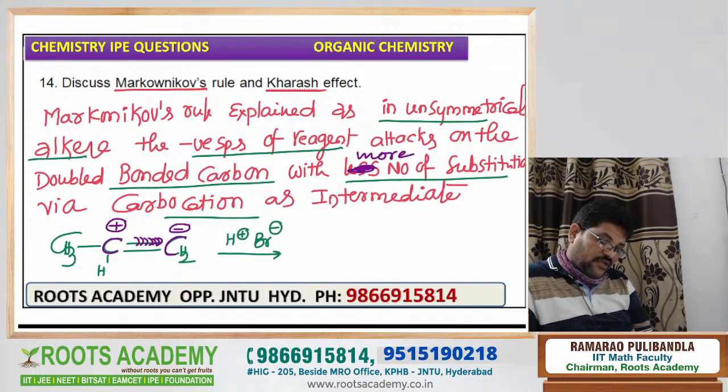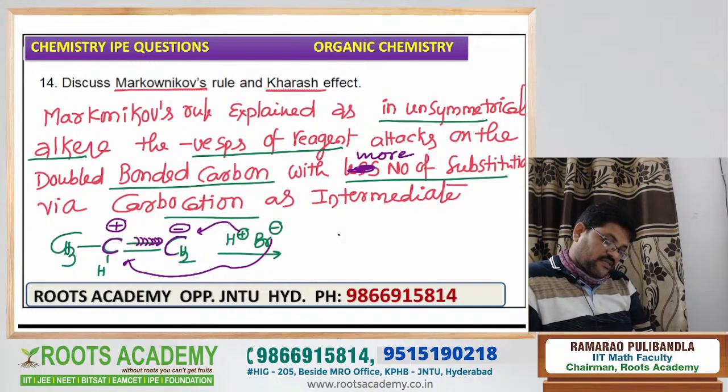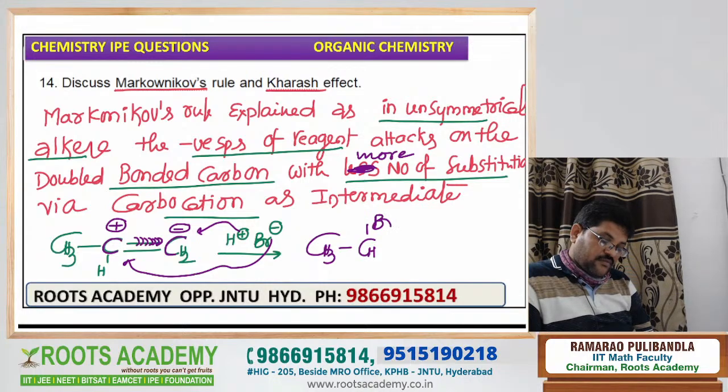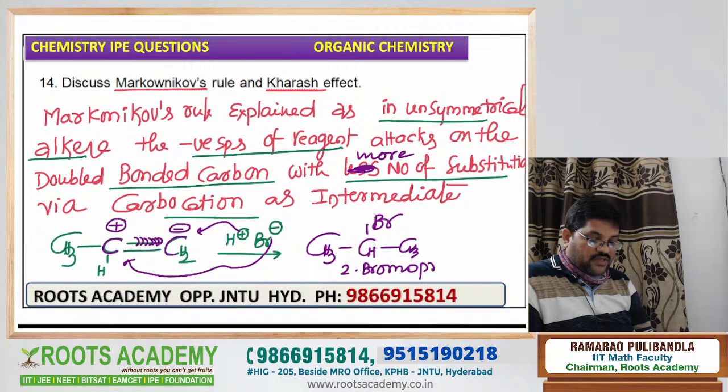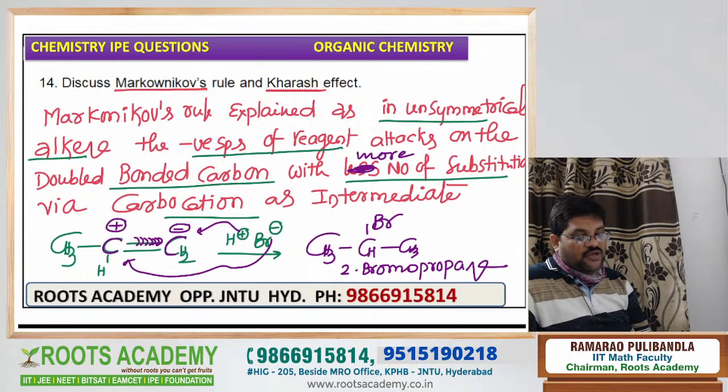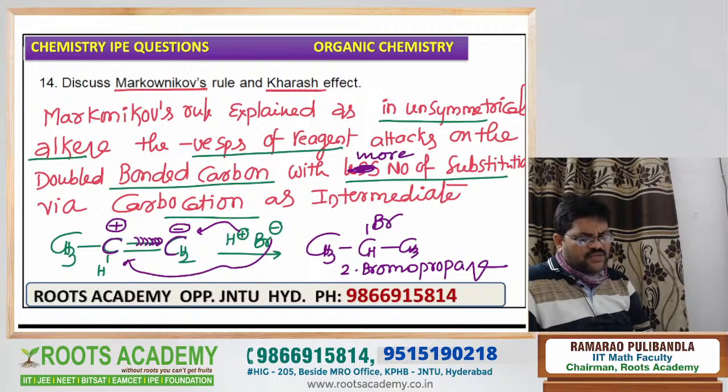That's why the negative species Br minus attacks on C plus, and H plus attacks on the CH2 minus. Now what do you get? You get CH3CHBrCH3, 2-bromopropane. What is forming? 2-bromopropane is forming. This is called Markovnikov's rule. Simple explanation, no confusion in the explanation.